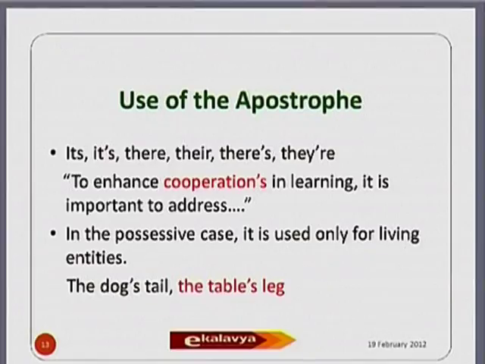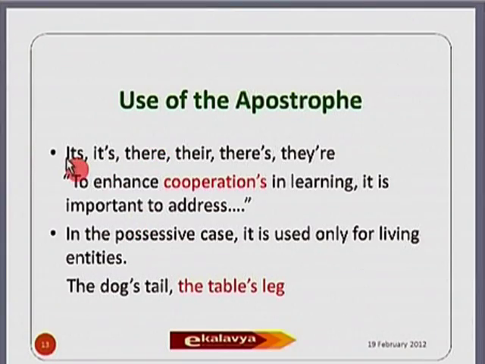Now, the use of apostrophe. This is a problem that everybody has. I gave an example of corporations earlier. Here the writer is trying to use it as a plural form, but a plural form will never ever take an apostrophe. It is used in the possessive case only for living entities. For example, the dog's tail, the girl's dress or the girl's book, but you can never ever say the table's leg, because the table is not a living entity.